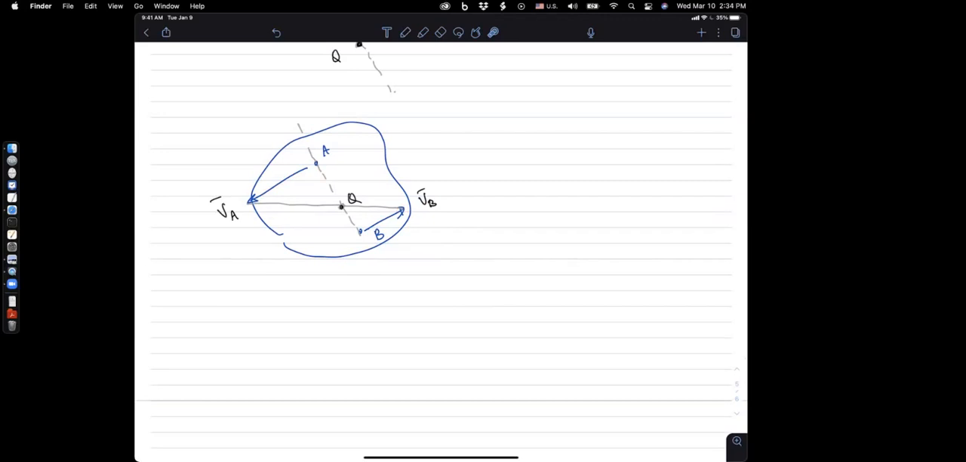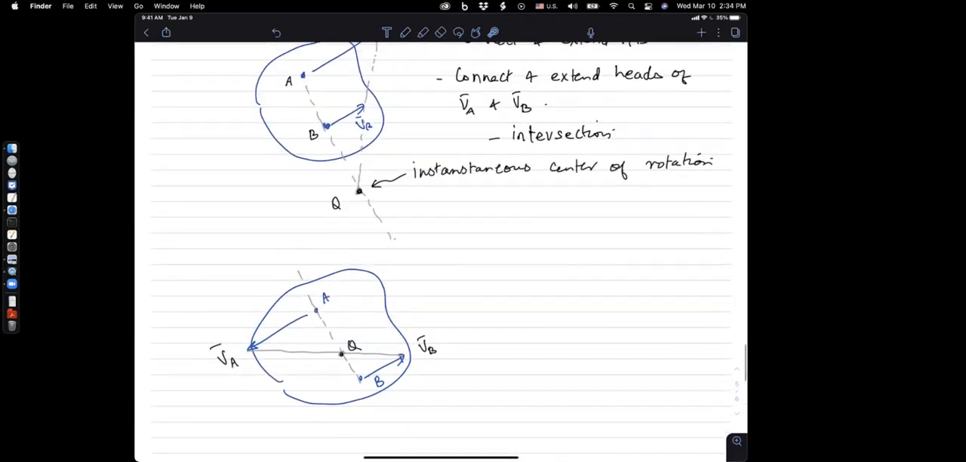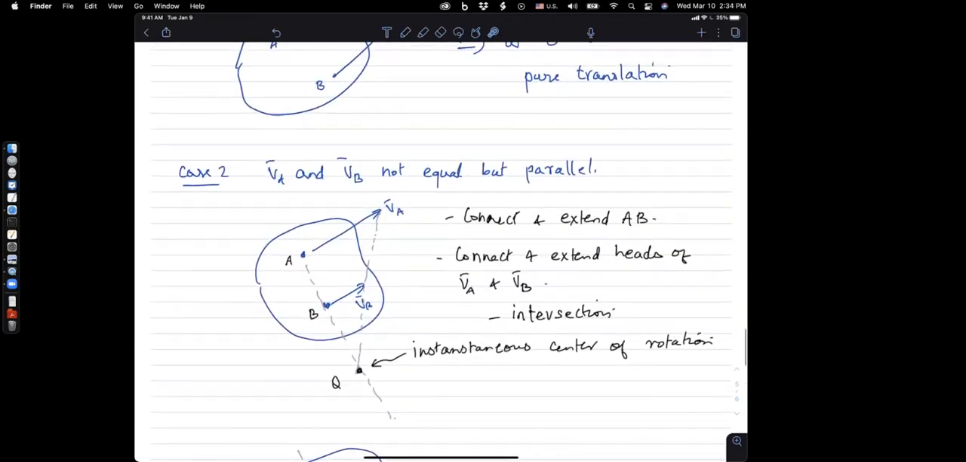What is the first line you drew for case 2, Rohan asks. In case 2, this one is the line joining AB. So connect and extend AB, which will also happen to be the perpendicular to VA and VB. They will be the same. It's both the perpendicular and the line joining AB, just because it's a rigid body.